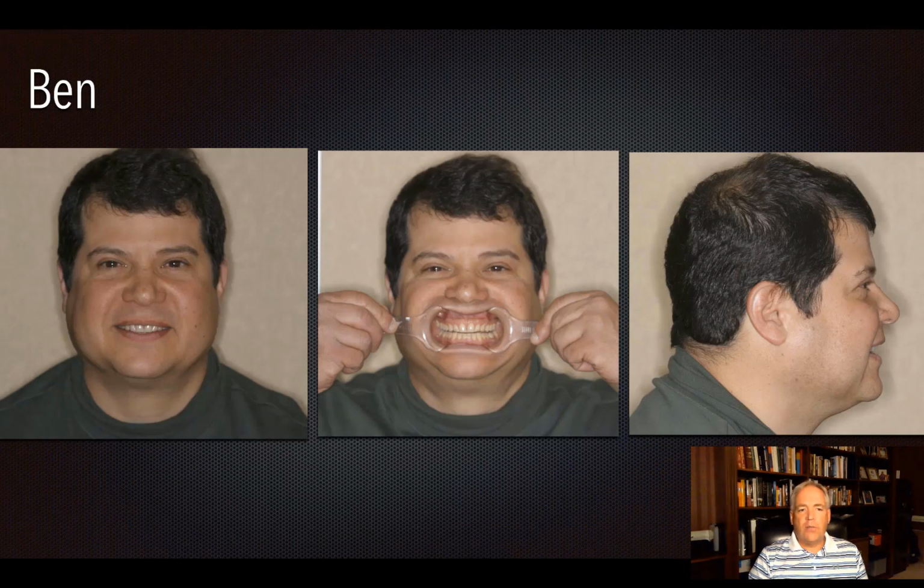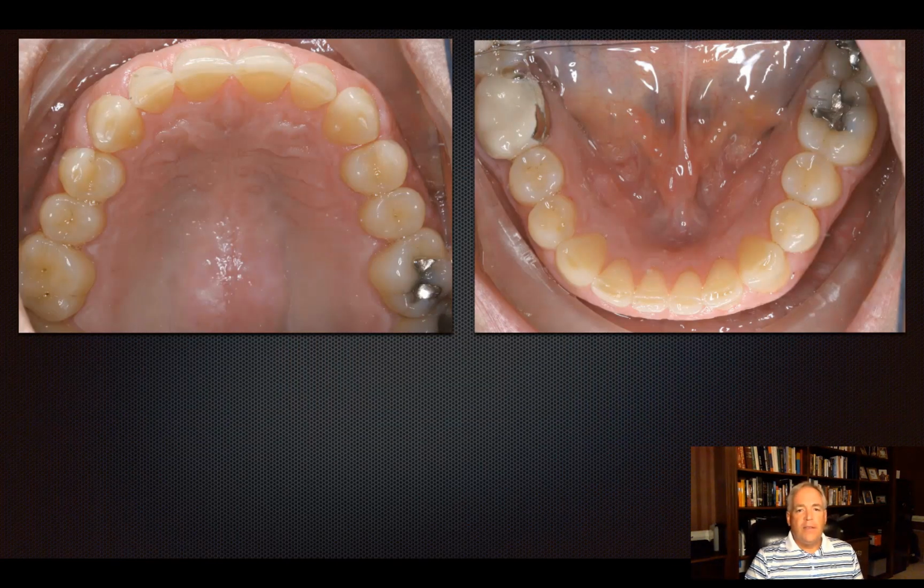What you might notice already is look at the size of Ben's masseters. His head is almost pear-shaped. And this is somebody that has some sleep apnea going on, but also is bruxing and grinding. You can see the wear across the lower incisors and canines. Upper canine to canine has been restored with resin, although it's failing. And he's also chipped some porcelain on a lower molar.